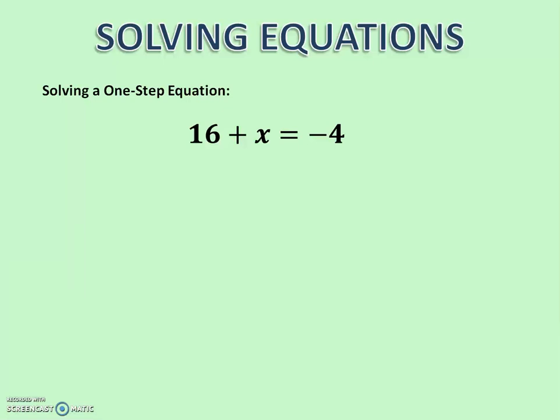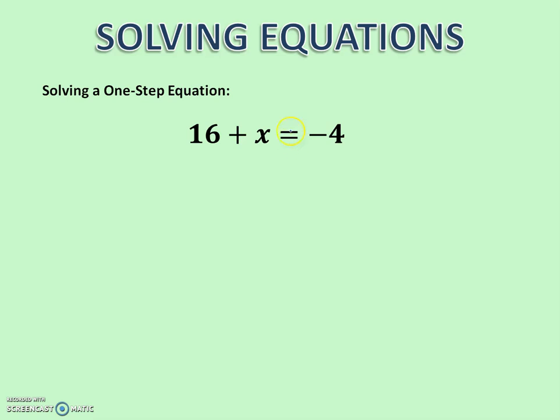Hi everybody! In this video, we're going to be going through a few examples of solving one-step, two-step, and multi-step equations. Now before we get into our actual examples, let me just give you a few reminders about equations.